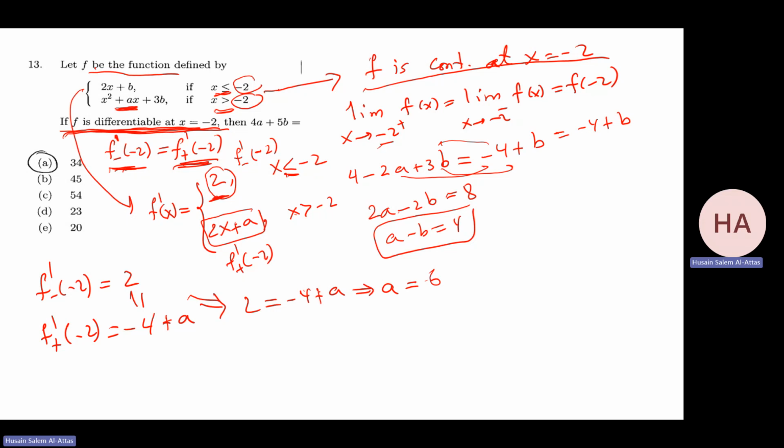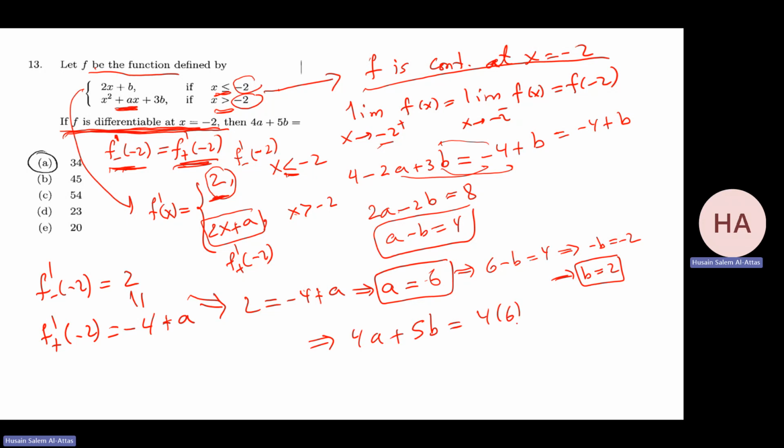A will be 6. If a is equal to 6, that means what? 6 minus b is equal to 4. So it means minus b equals minus 2. So b equals 2, and a equals 6. So it will be 4a plus 5b. It will be 4 times 6 plus 5 times 2, which is 24 plus 10, which is 34, which is this one. So the mistake is plus or minus. Yeah, this is plus.